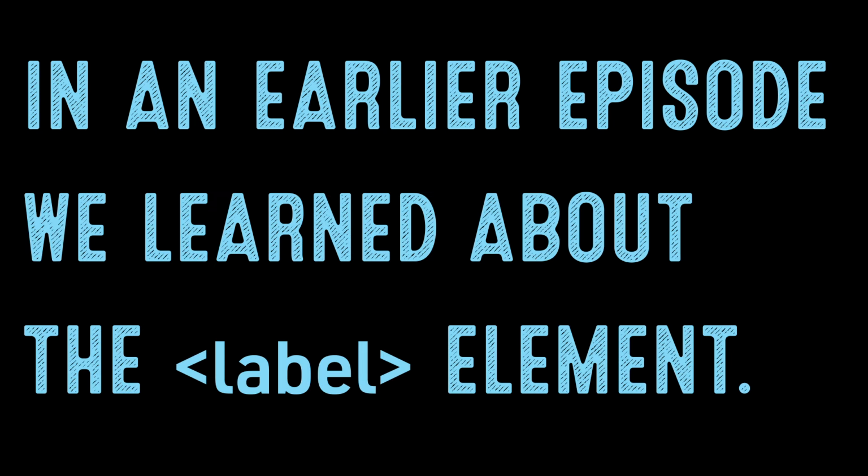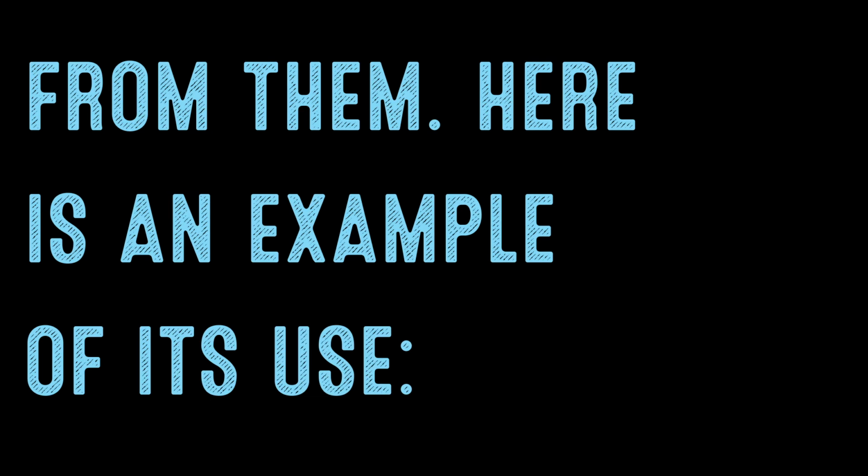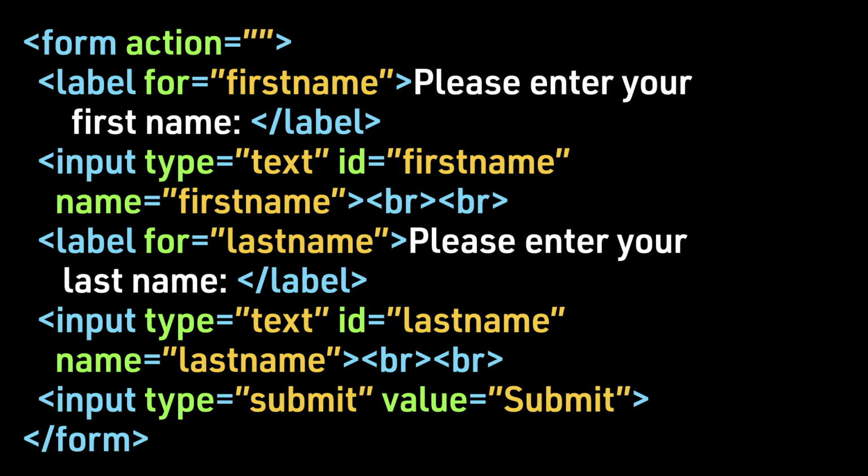The Daily Code Snippet. In an earlier episode, we learned about the label element. It is used to indicate to the user what data is being sought from them. Here is an example of its use. Here we have a form element.